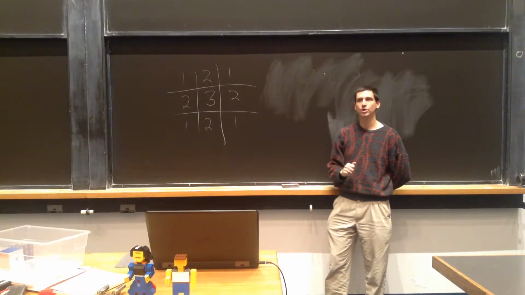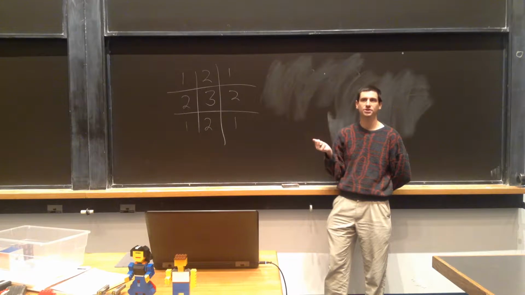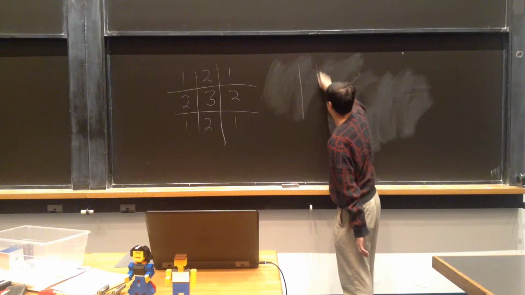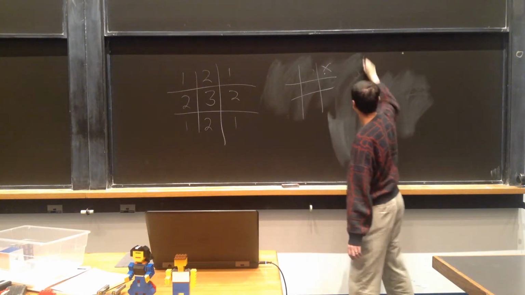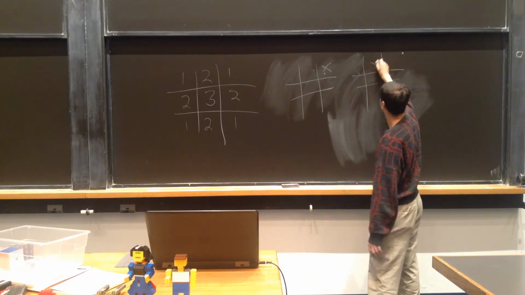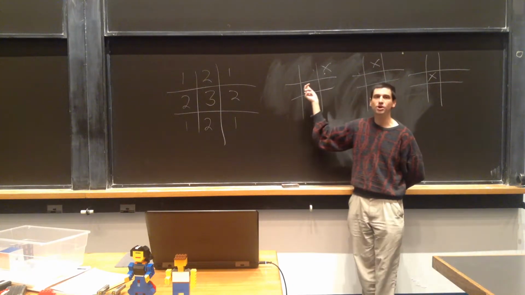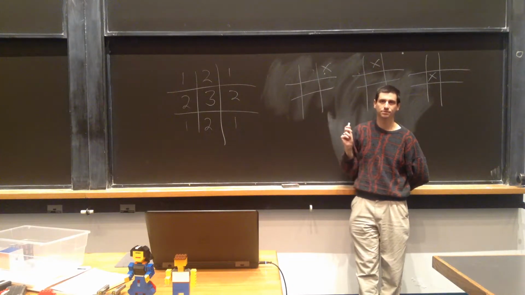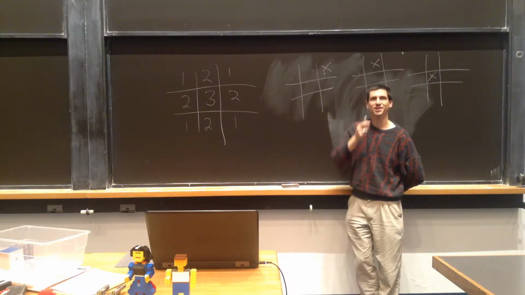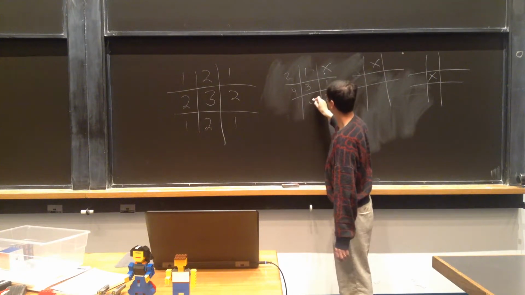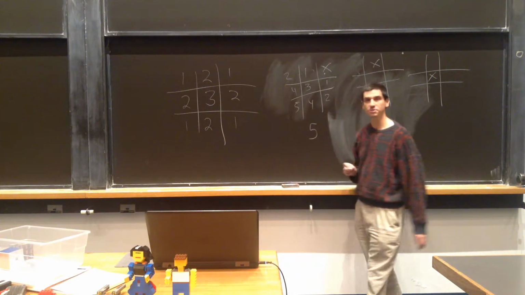So how many opening moves do I have to really worry about? Without loss of generality, does it matter if it's X or O opening? No. So let's assume X starts. So I can have X go here. I can have X go here. I can have X go here. How many responses do I have for O? How many? 5. 1, 2, 3, 4. So there's 5 possibilities here.